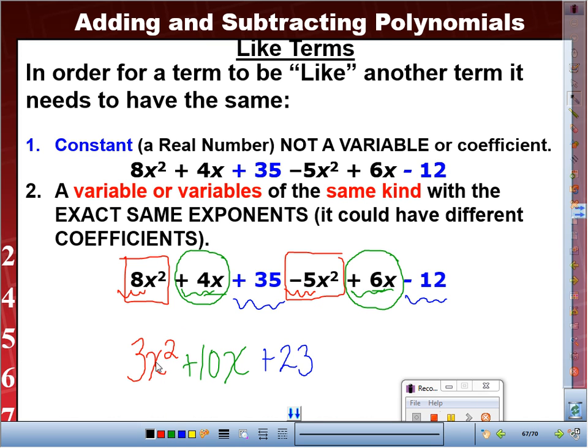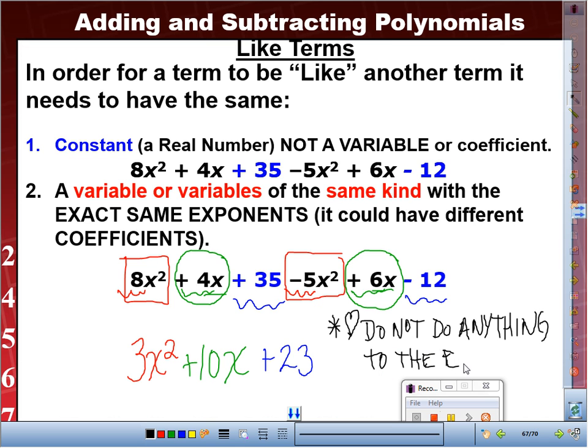So copy that, please, and right next to it, let's make a note for ourselves. Put an asterisk, a heart, and you're gonna write, do not do anything to the exponents. And once again, thank you, that only will work for what? Addition and subtraction of polynomials. Adding and subtracting polynomials.